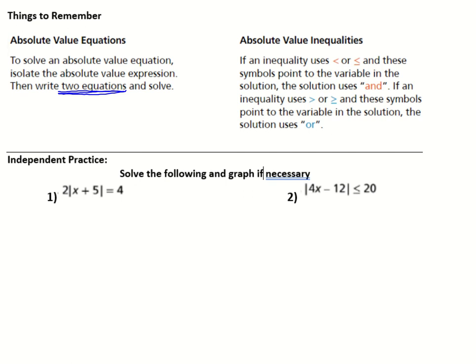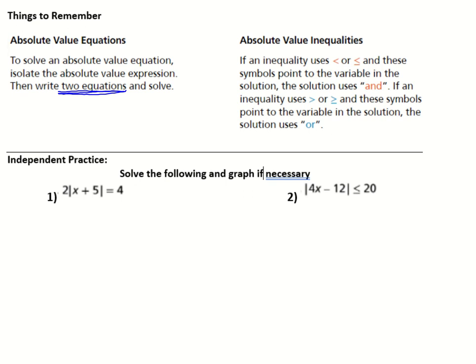So if an inequality uses a less than or equal to, these symbols point to the variable, the solution uses and. If the inequality uses a greater than or equal to, and these symbols point to the variable, the solution uses an or. So that also might help when you're solving these, is that if it starts as a less than or equal to, it will end up being an and. And if it starts with a greater than or equal to, it ends up as an or.